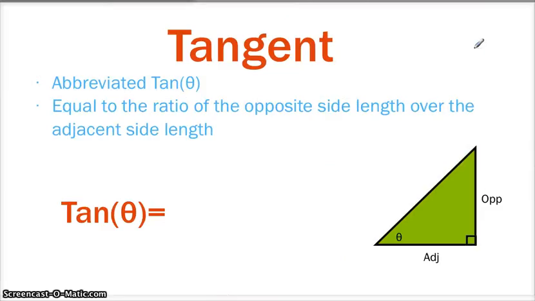Tangent, here's the last one. Tangent is abbreviated TAN, and again, it's of a particular angle measurement. We call it theta. It is equal to the ratio. It's one more fraction. This is of the opposite side over the adjacent side.